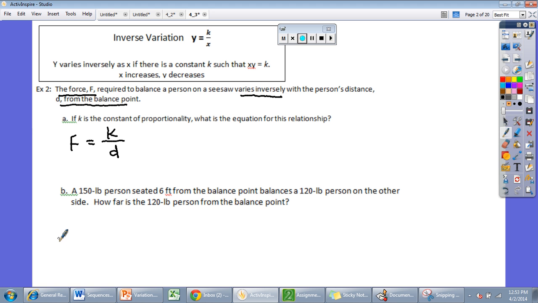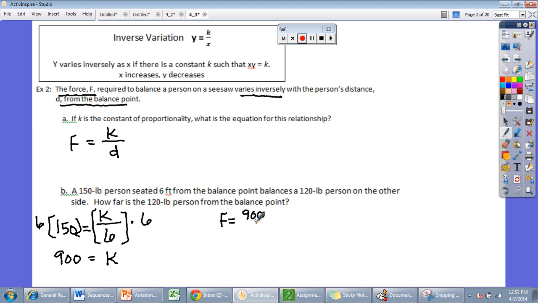In part B, we have a 150-pound person. So that's our force. Is 6 feet from the balance point. So we're trying to solve for our constant so that we can figure out the other part of the equation. If we're trying to solve for our constant here, we're going to multiply both sides by 6. So we get 900. 6 times 150 gives us 900, so 900 is equal to our constant. So our general equation here is F is equal to 900 over D.